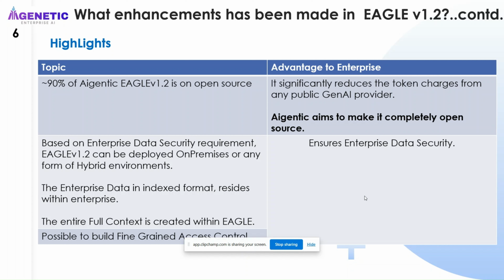It is possible to build fine-grained access control. It does require some extra amount of work. If it is done through prompts, I think it can be done without any extra infrastructure. If we need to create multiple instances of Eagle to cater to different user group privileges, it might require a little bit of enhanced infrastructure. But this is a quality and a capability which is already ingrained within Eagle version 2, and which once again ensures enterprise data security.